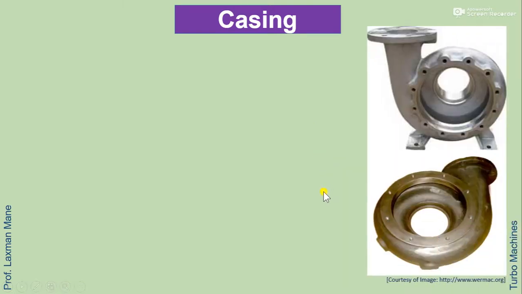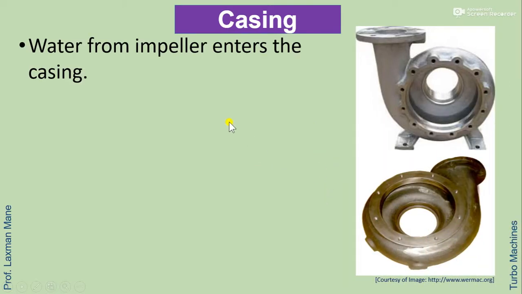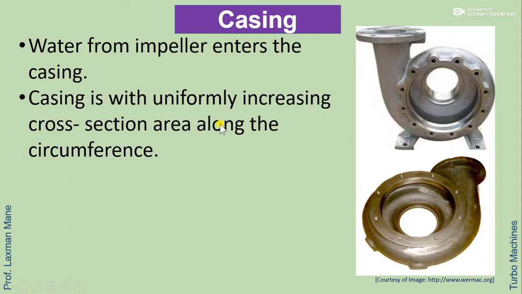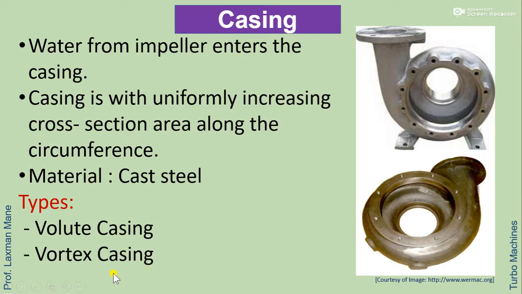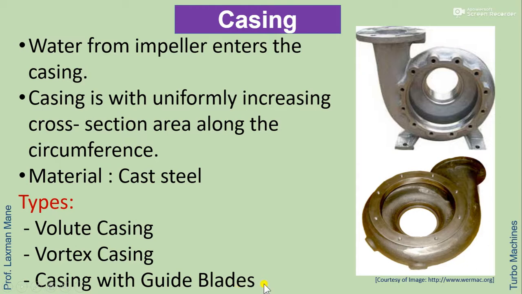Casing. Water from impeller enters the casing, so it is a housing part of pump. Casing with uniformly increasing cross-sectional area along the circumference. Material of casing is cast steel. Types: volute casing, vortex casing, and casing with guide blades. It is also called as diffuser casing.